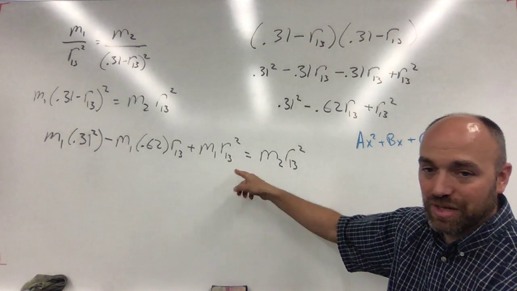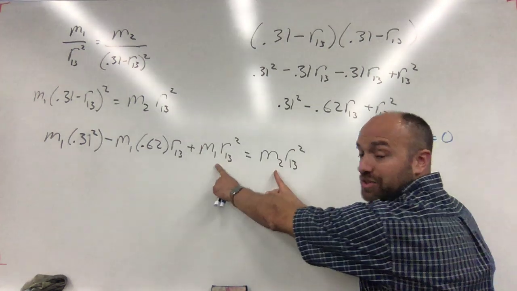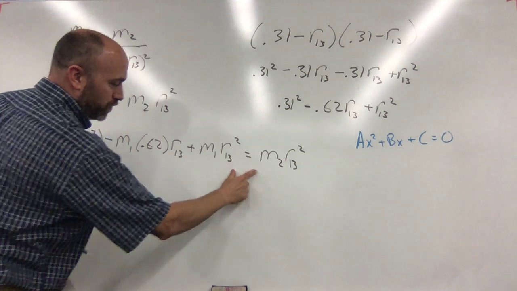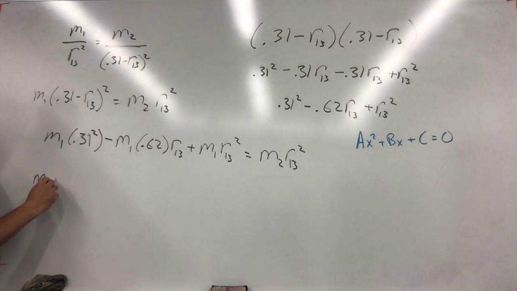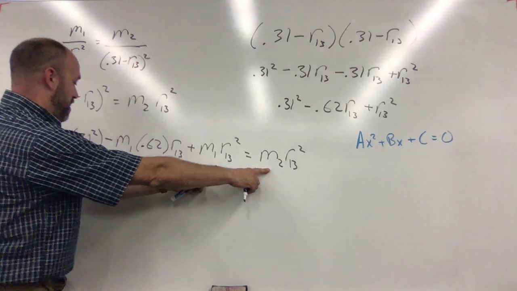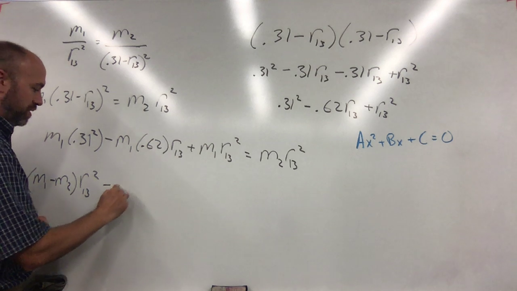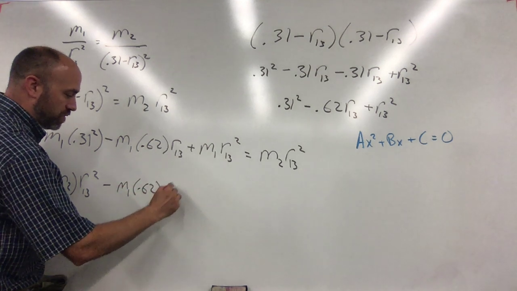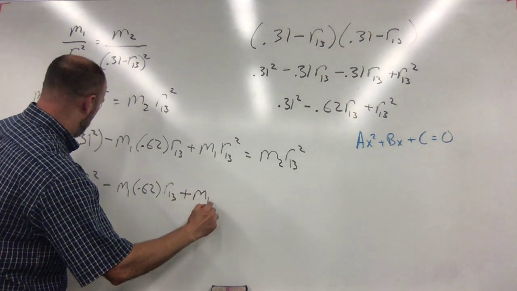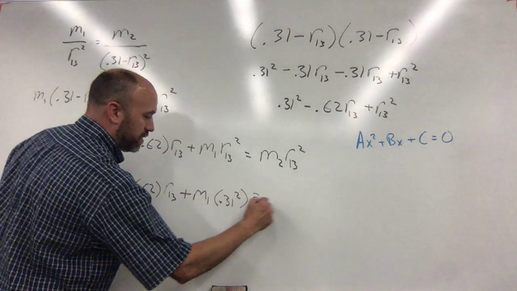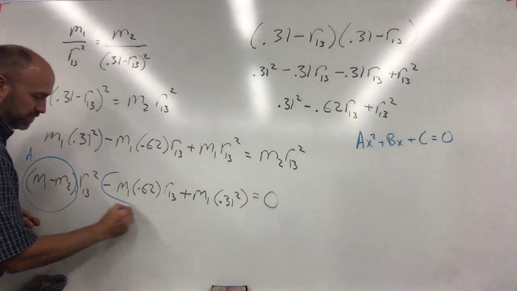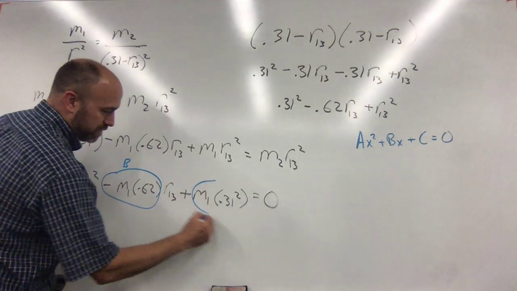Yep. We're going to subtract this piece to the other side, so we get a zero on the right, just like this. Okay. And then we're going to combine these two pieces, because they both have an R13 squared. So when we rewrite this, we'll put the squared term first, so it's going to be M1 minus M2 times R13 squared. That's these two pieces. And now we'll do this piece next. So it's going to be minus M1 times 0.62 times R13. And then this is our C piece here. So this will be plus M1 times 0.31 squared equals zero. So this is your A, this, including the negative sign, is your B, and this is your C.